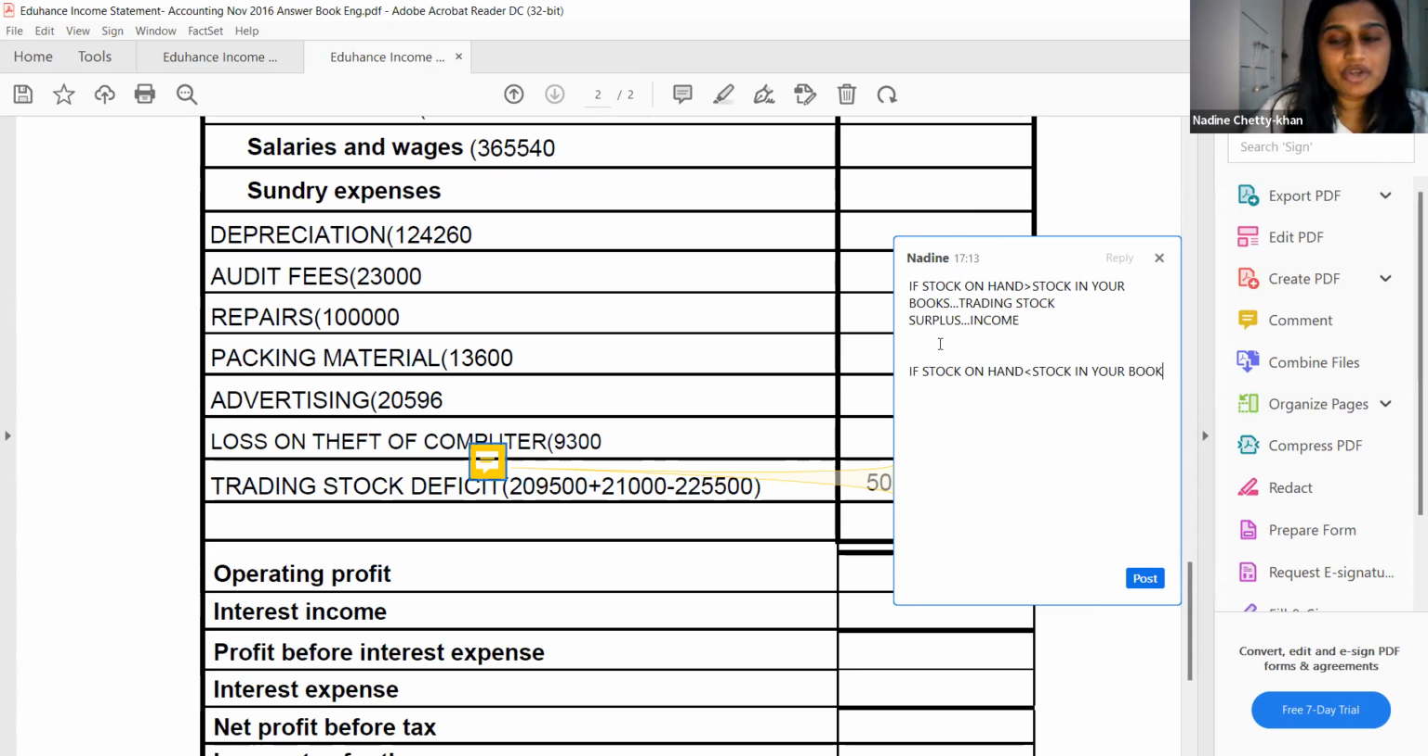that means, remember, your books must always match what's in your store, because you can't match what's in your store to your books. Your books are just numbers you've done. You need to show that your books must show what's in your store. So if your store is less than what's in your books, you need to reduce the amount in your books. So that's going to be a trading stock deficit, and that goes in as an expense. Okay.